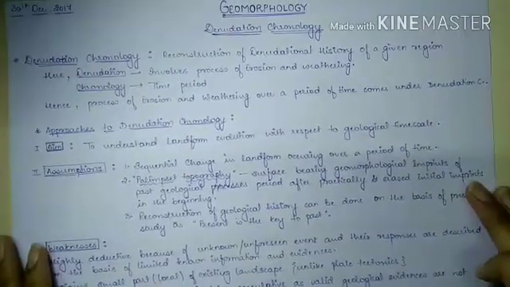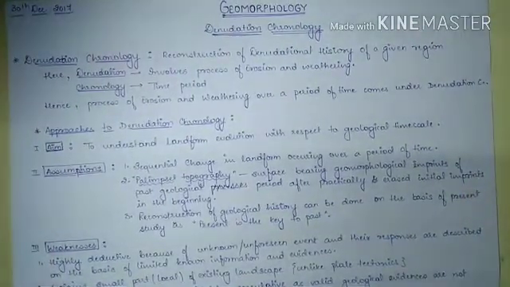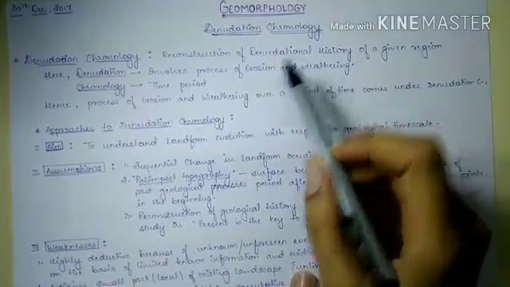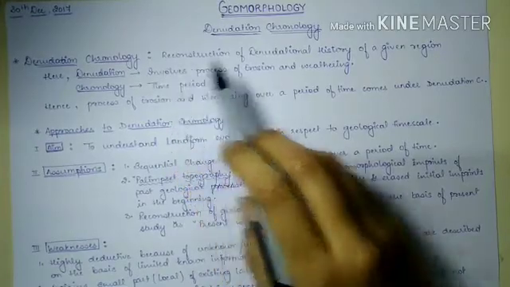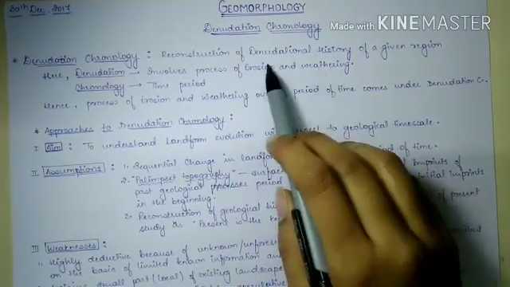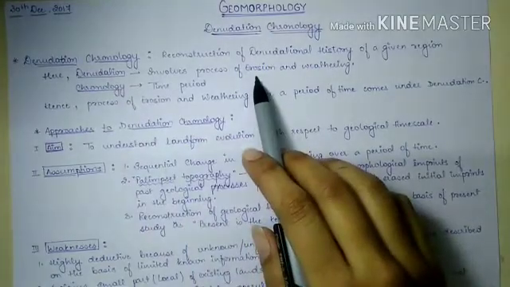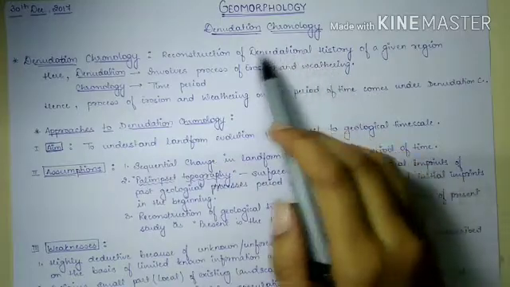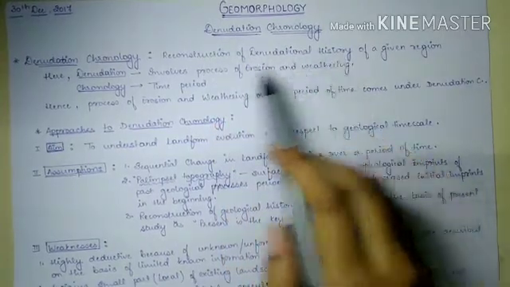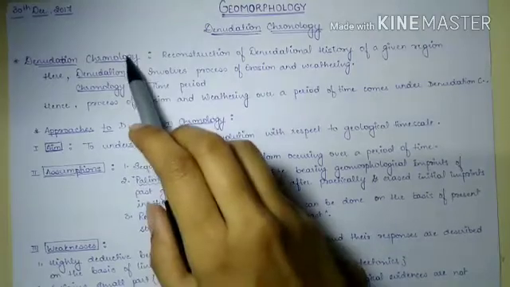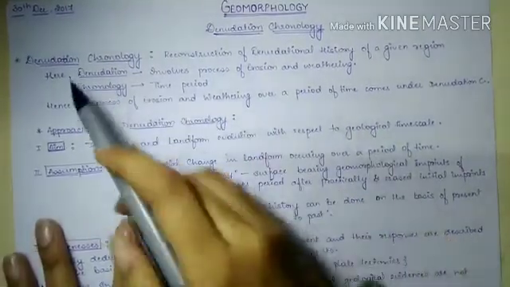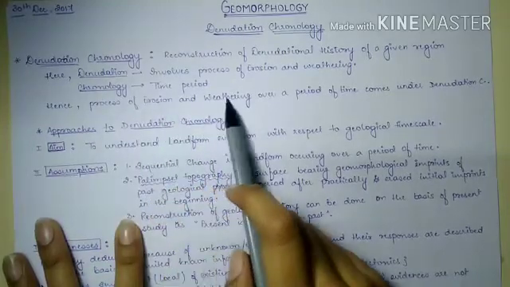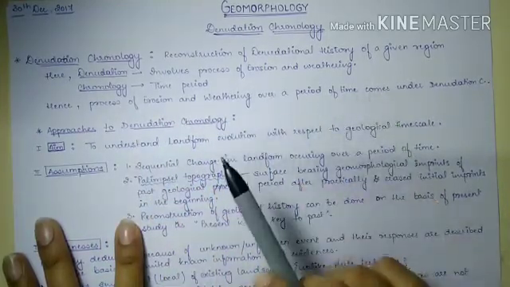So denudation chronology is exactly a reconstruction of the denudational history of any given region. Denudation involves the process of erosion and weathering, and it is related to time period. So reconstruction of denudational history, chronology is based on time period. Hence we can say that denudation chronology is the process of erosion and weathering over a period of time.